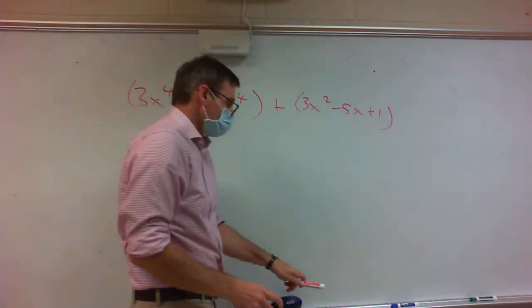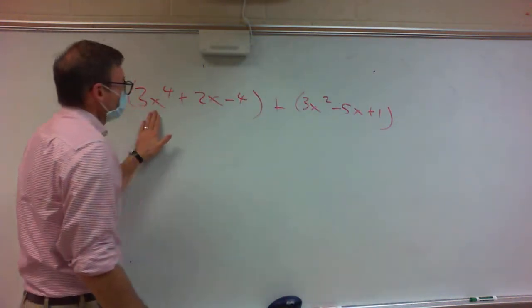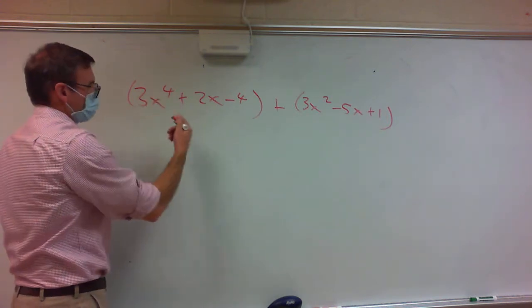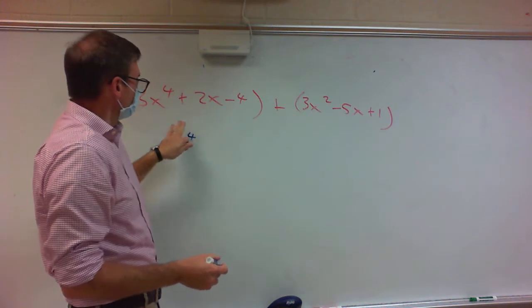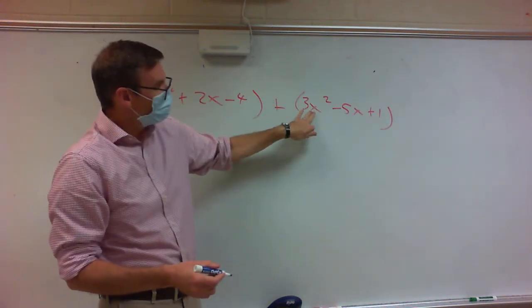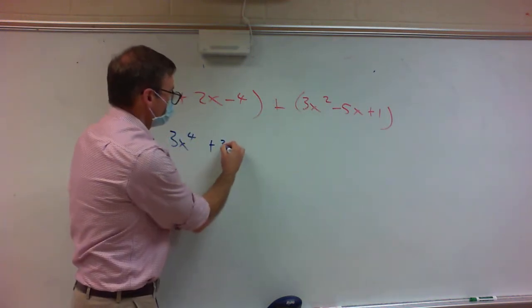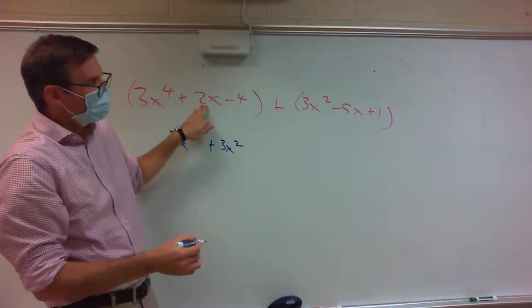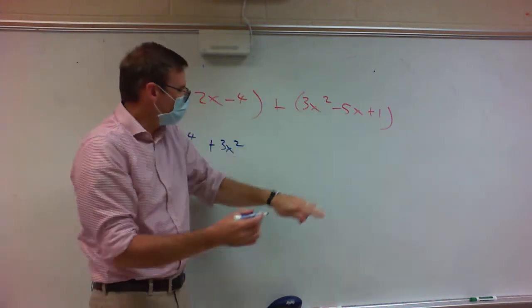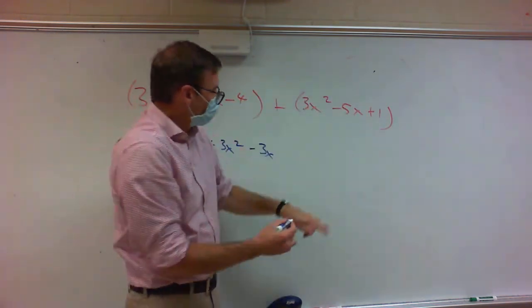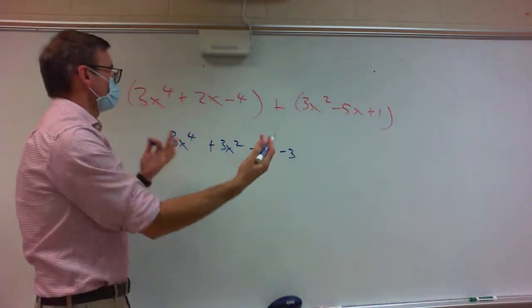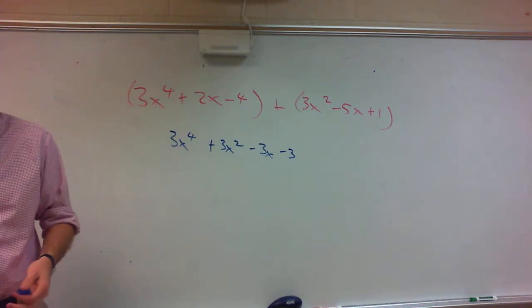So for this one, I don't have any x to the fourth term, so when I combine these, it's just going to give me 3x to the fourth. As far as the x cubed, I have an x cubed term. I only have one x squared term, so I'll put the plus 3x squared. As far as the x term, I have a 2x minus 5x. That's going to give me negative 3x. And then my constant term is negative 4 and a 1, which gives me a minus 3. And so I have added my two polynomials together.